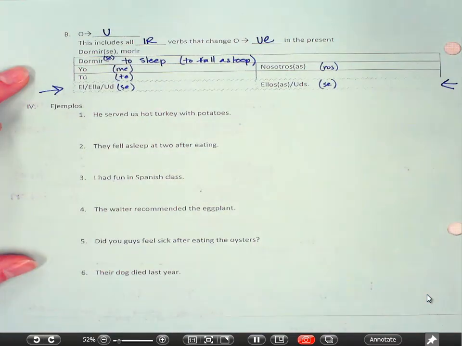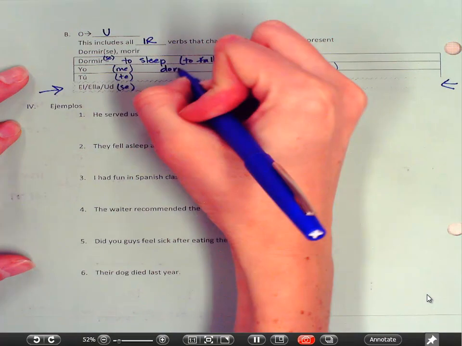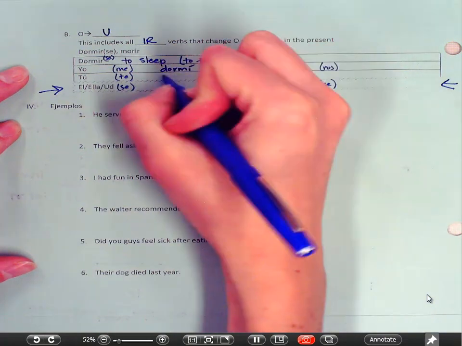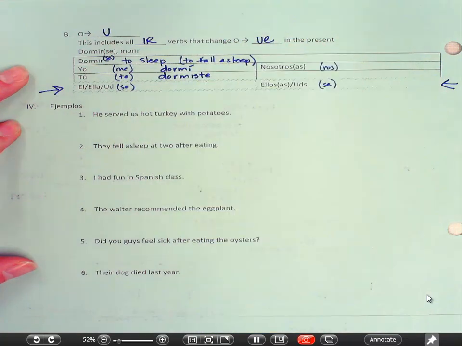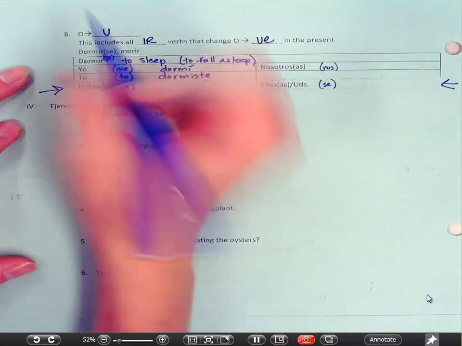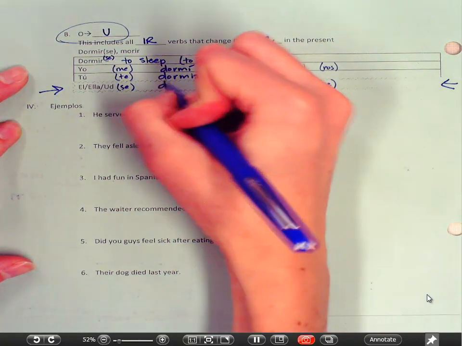So our conjugations will go yo dormí, tú dormiste. And then the third person will take the U. This is our stem change that we're looking for, O to U. So we have not dormió, but durmió.